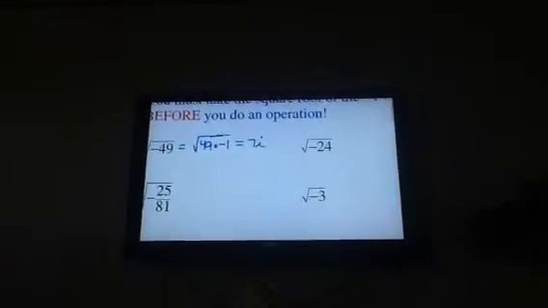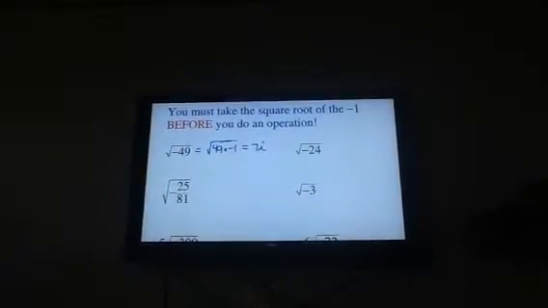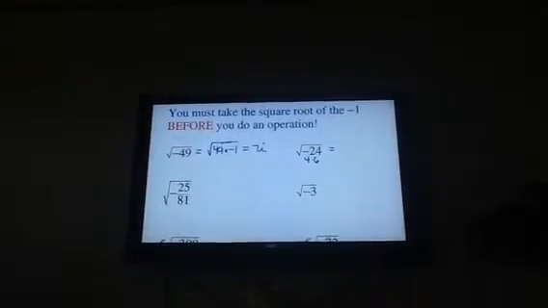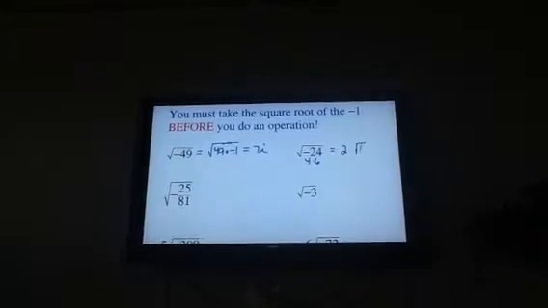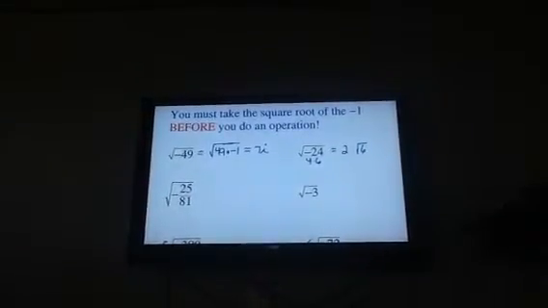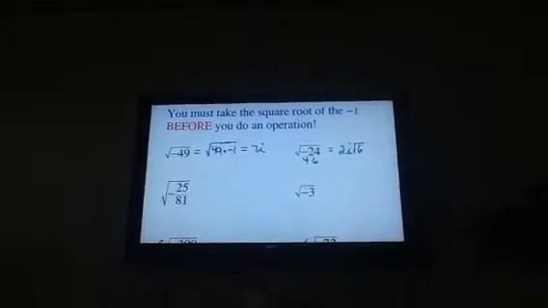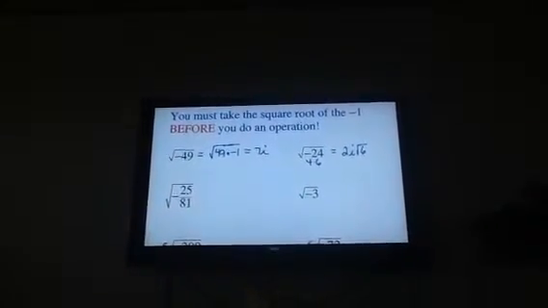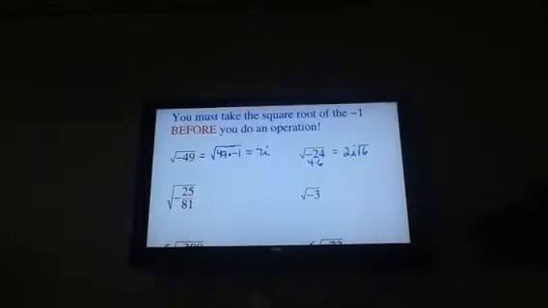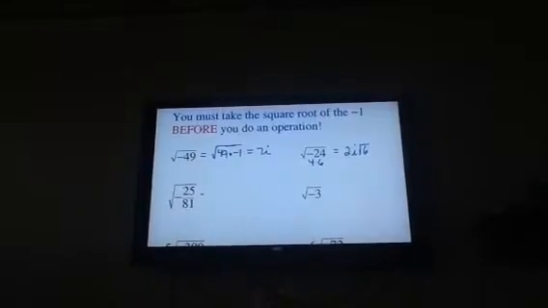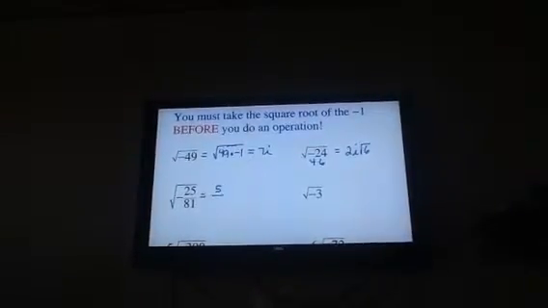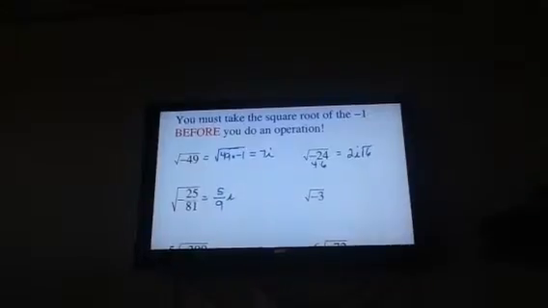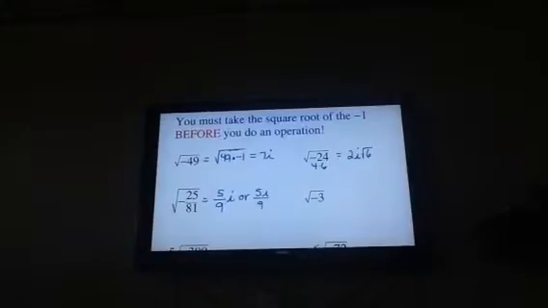Okay, 24 is not a perfect square, but we know we would break that into 4 times 6. So I have my square root of 4 is 2. The square root of 6 I don't know. And then the square root of the negative part is i. So 2i square root 6. The negative square root of 25 over 81. These have perfect squares. 5 over 9. The square root of the negative part, i. Or you could write that as 5i over 9. Either way, that's the same thing.